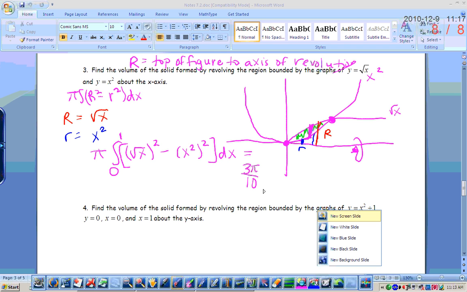The biggest thing about the washer method is that you've got to take big R, the quantity squared, minus little r, the quantity squared. You can't do big R minus little r, the whole quantity squared.